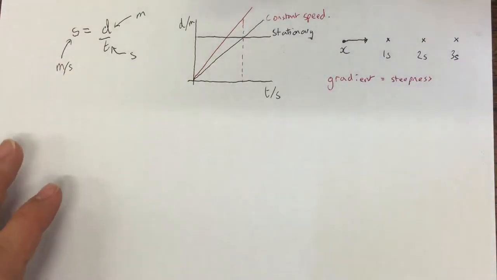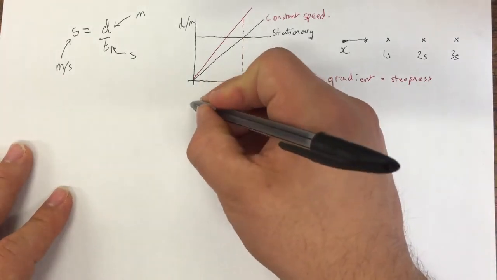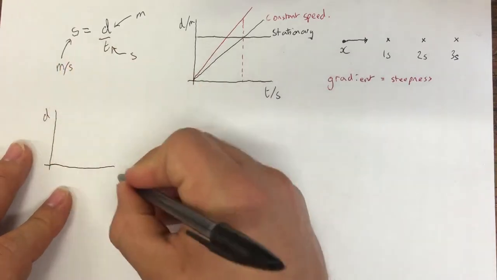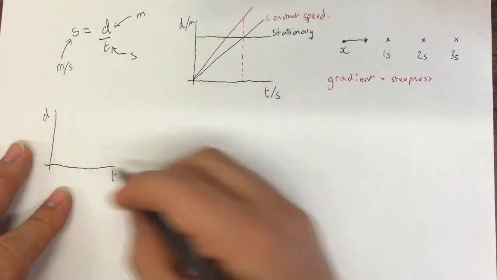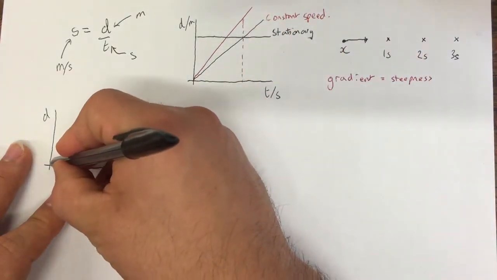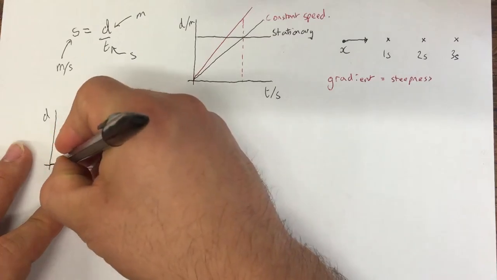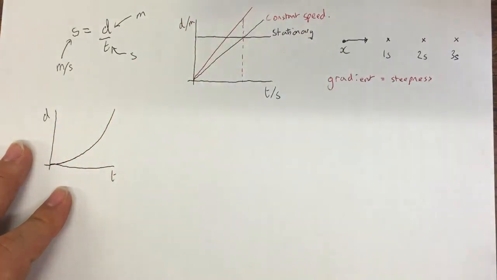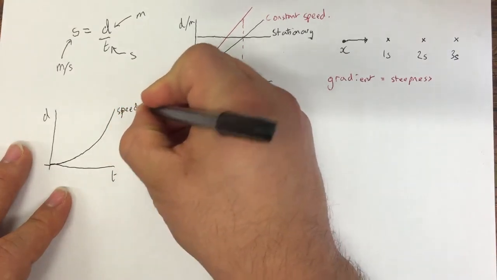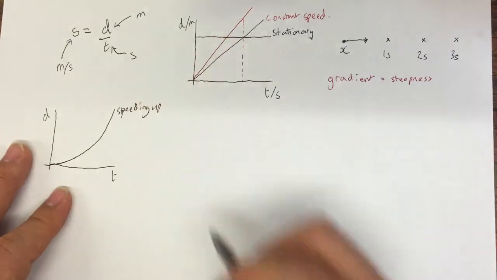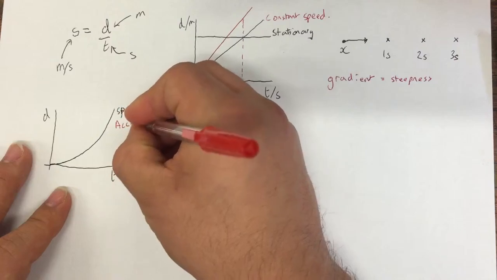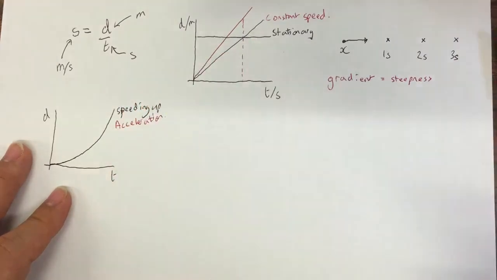Now, on a distance time graph, if I have distance, I have time, and I have an object that is speeding up, the gradient is going to be increasing. So an object that's speeding up is going to be going further and further each second. So speeding up will be a curve like that. So this object is speeding up. The technical word for speeding up is acceleration. So on a distance time graph, an upward curve represents acceleration.